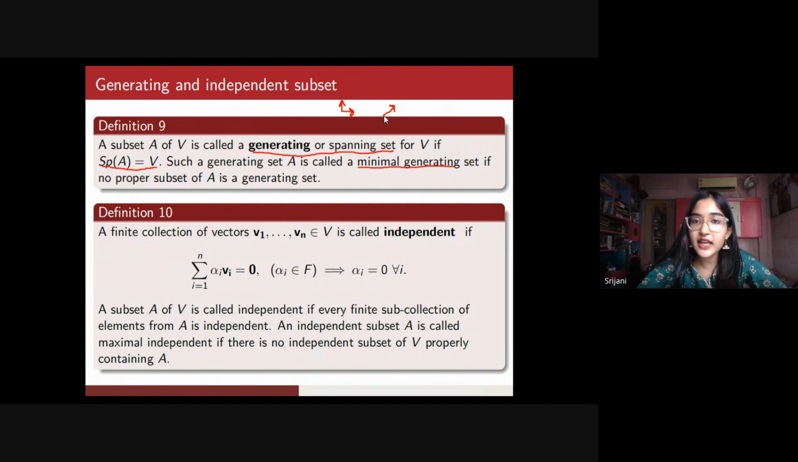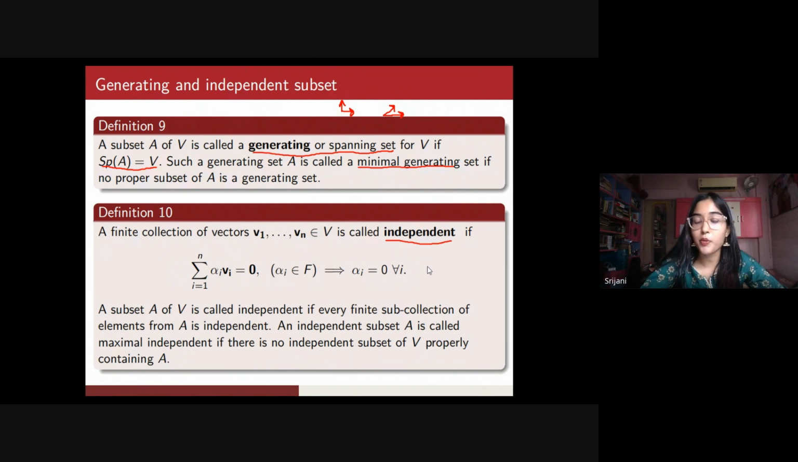In fact, any two vectors which are not collinear in R2 are independent, meaning they are not collinear. In R3, they are not independent if they are coplanar. Why? Because if they are coplanar, then they satisfy a plane equation. If they satisfy a plane equation, that means they satisfy a linear relation, so they are linearly dependent. So that is formally defined here: a finite collection of vectors is independent, or rather linearly independent, if the summation of alpha i v i being 0 implies all the alpha i's are 0. And a subset A is called independent if every finite subcollection of the elements from A is independent.